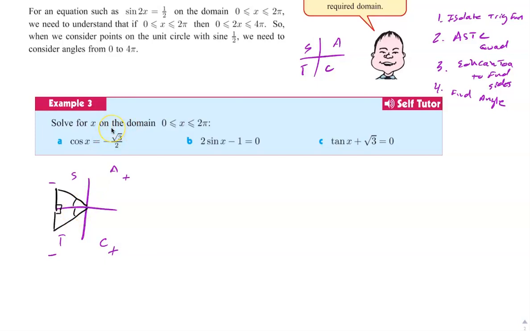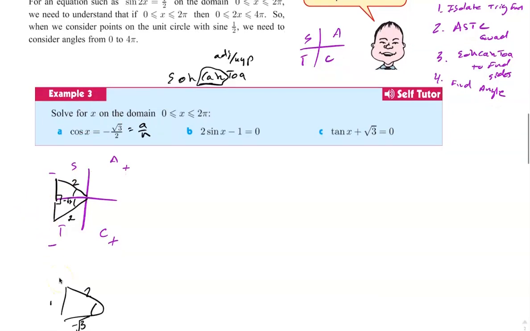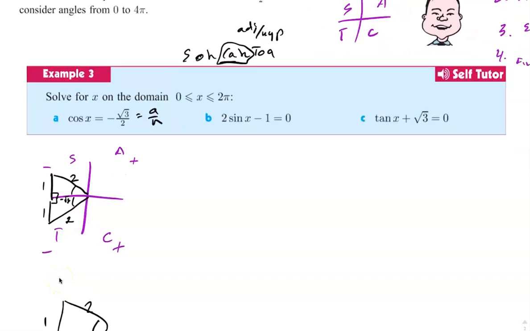Now, I know that based on SOHCAHTOA, cosine is adjacent over hypotenuse. So that means this is going to be A and that's going to be H. So my adjacent is going to be negative √3, and my hypotenuse is going to be 2. So I have a triangle with negative radical 3 on the side and 2 as the hypotenuse. That should let me know that the missing side is 1, which makes this a 30-degree triangle.